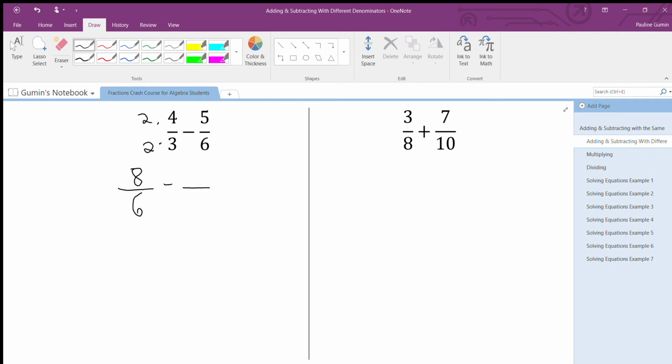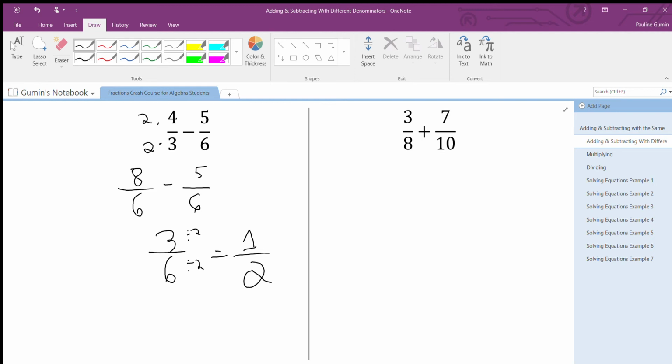So what's our new subtraction problem? 8/6 minus 5/6. 3/6 is our answer, which I can reduce to 1/2. Let's take a look at this next one.